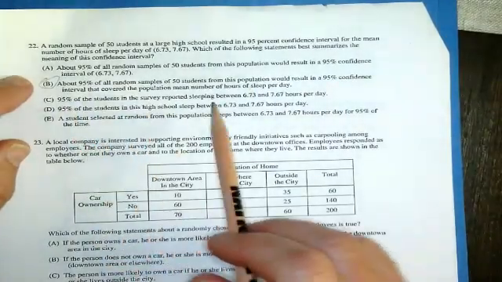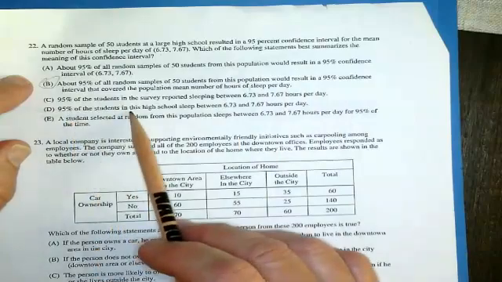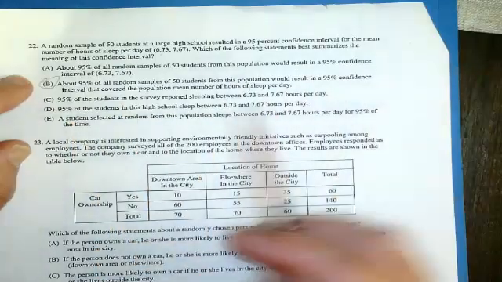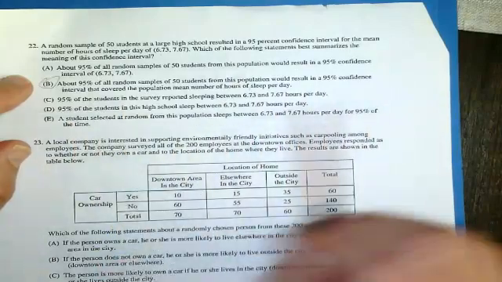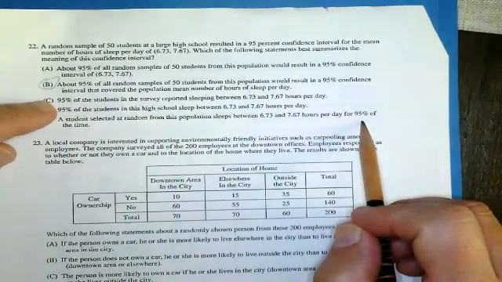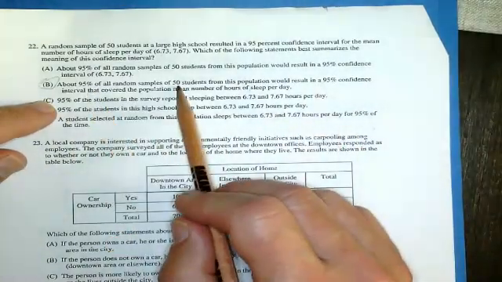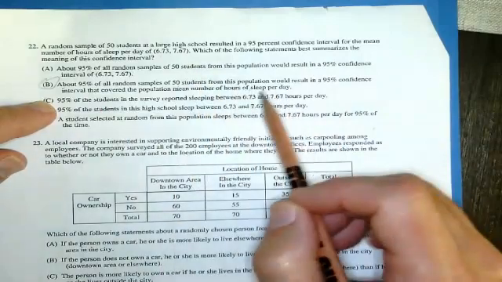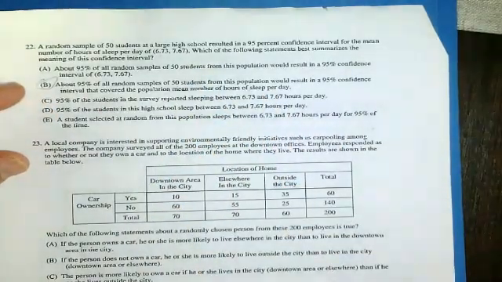Okay, now let's go ahead and look at this. 95% of the students in the survey reported... no. 95% of the students in this high school sleep between... no. Anytime it just talks about a straight percentage of something occurring, that's not it. We would expect about 95% of the samples of size 50 to have the true mean of the population.